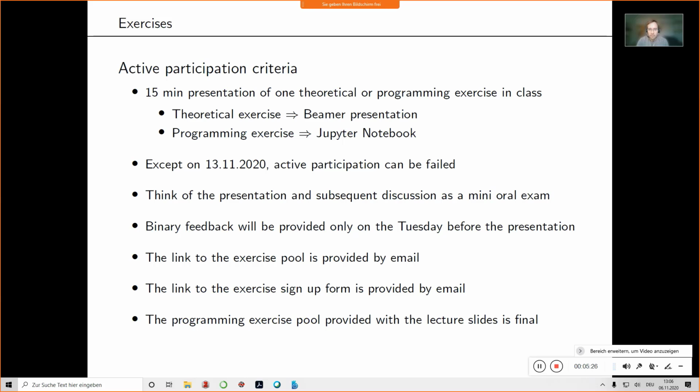And it depends a little bit on what you choose to present. So it can be a theoretical exercise. Then I asked you to prepare a Beamer presentation. I think there's no point in using PowerPoint, so you should prepare a Beamer presentation where you then discuss the content of your exercise.